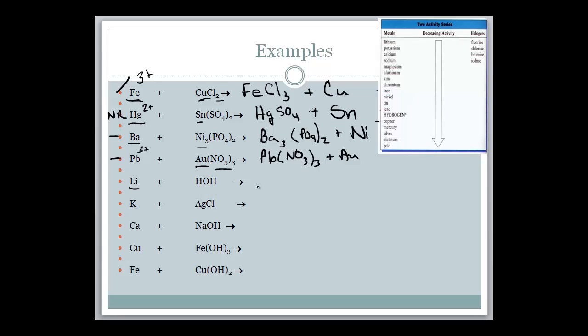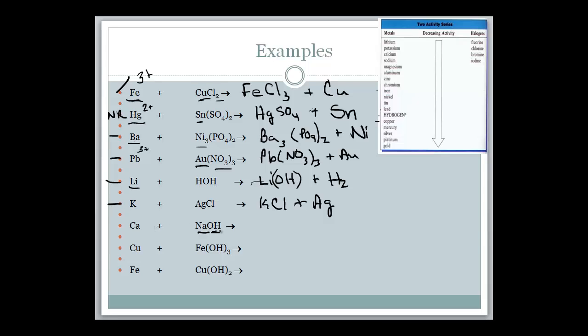Lithium is going to replace hydrogen. Lithium is 1 plus. Hydroxide is 1 minus. Now remember, that's the polyatomic. And then we've got hydrogen on its own. Lithium's at the top of the scale. Hydrogen is there, so that reaction happens. The next one, we've got potassium chloride plus silver. Potassium is way up at the top. Silver is towards the bottom, so that reaction happens.